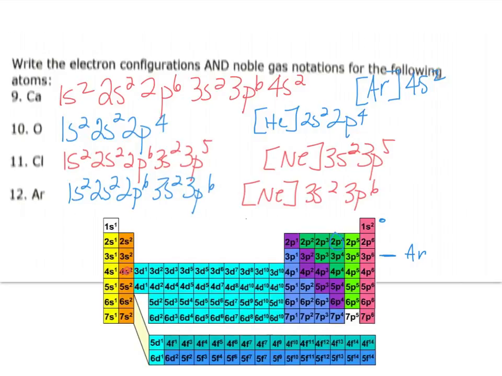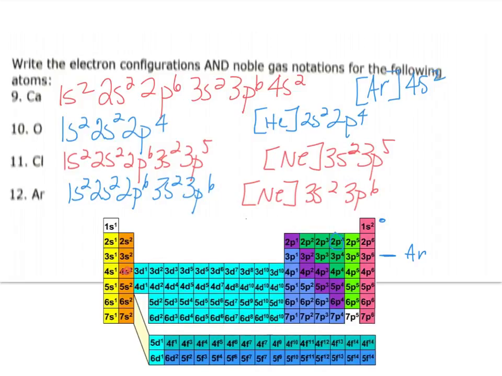All right, so hopefully you got neon 3s2, 3p5, and neon 3s2, 3p6. On the test, when you are asked to do your electron configuration, and you will be asked to do both the electron configuration and the noble gas configuration, please read very carefully.